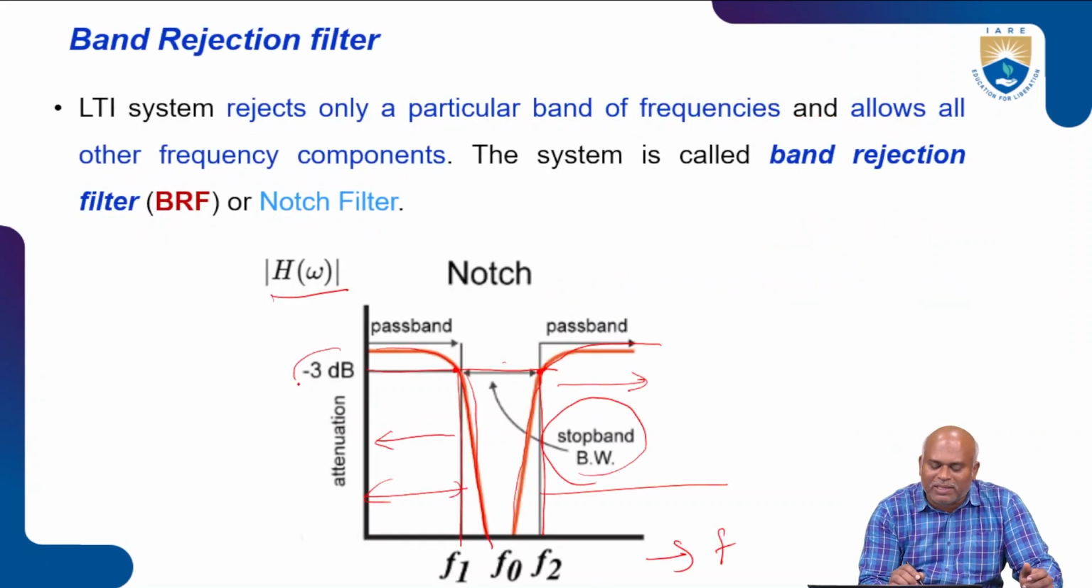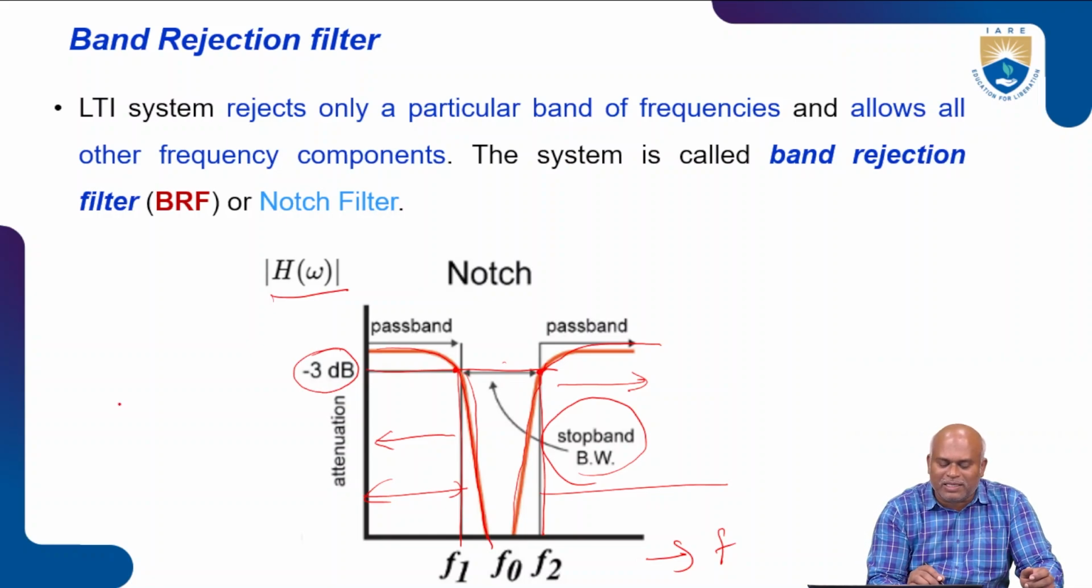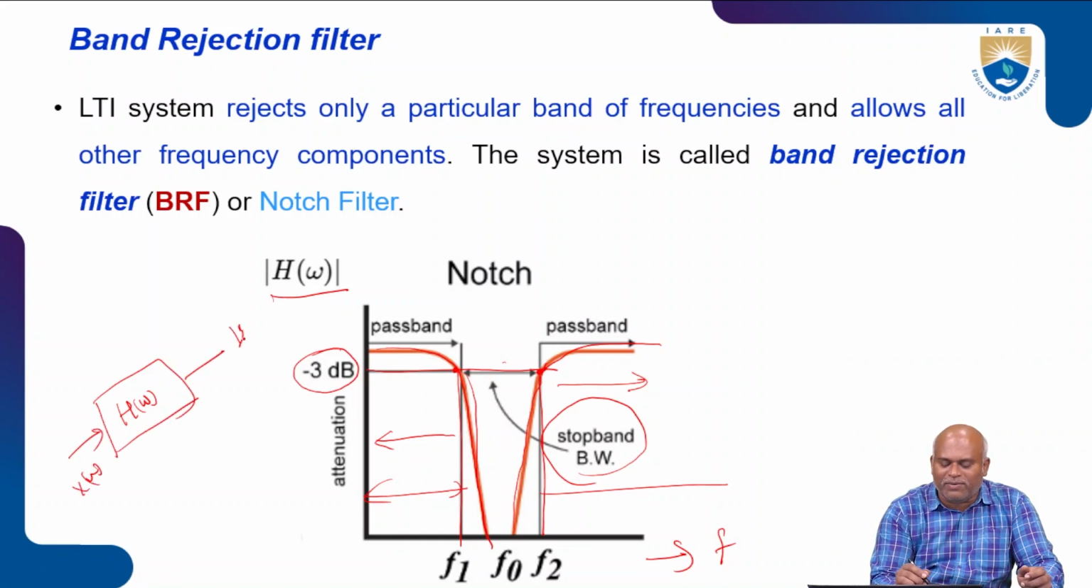What will it represent for minus 3 dB? That minus 3 dB is represented as H of omega. How much needs to be transmitted? That is the system response. How much needs to be transmitted in the Fourier domain, as the frequency domain? X of omega is the input and Y of omega is the output. So this will decide the minus 3 dB.